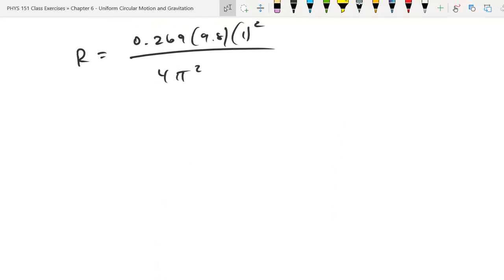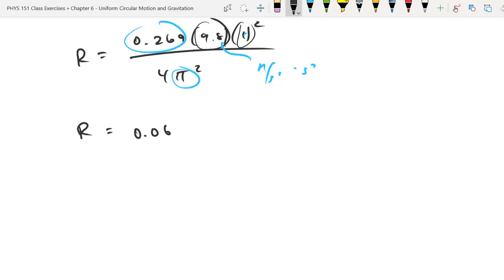And we get a new radius, and this is going to be in meters, right? We use meters per second squared here, and seconds squared here. The rest of these are coefficients, so pi doesn't have a unit, but this is meters per second squared times seconds squared. So we get meters. And the radius is 0.067 meters. So 6.7 centimeters.